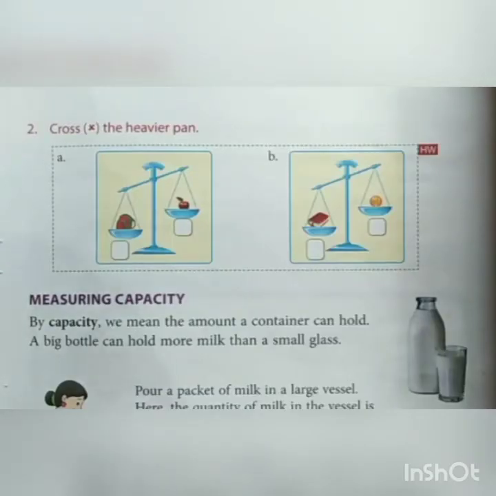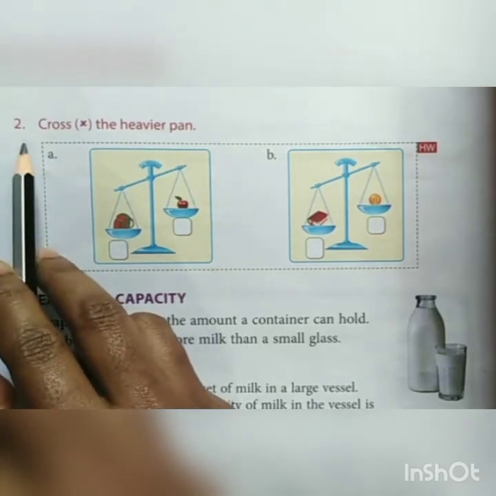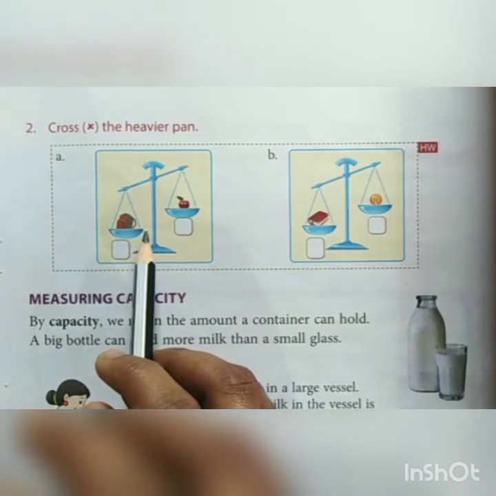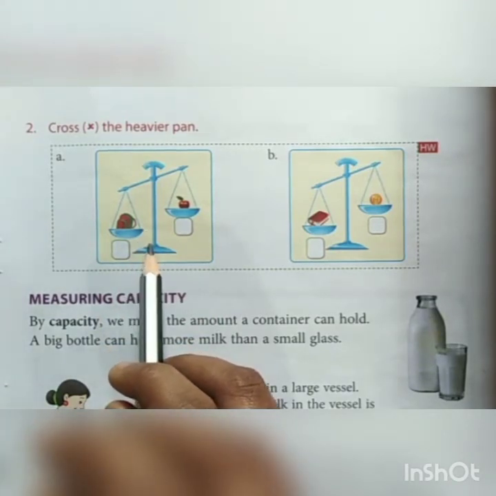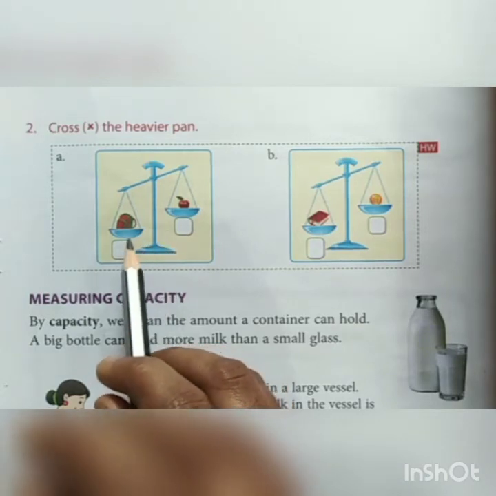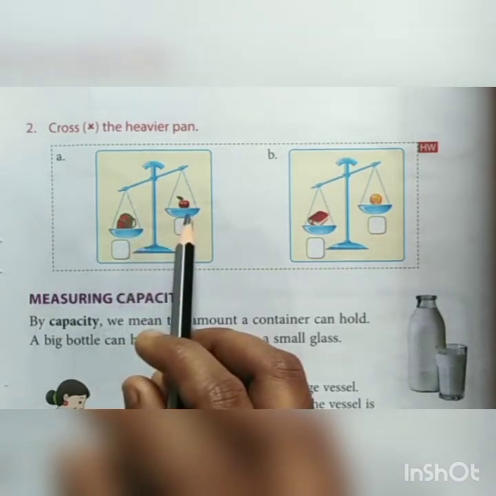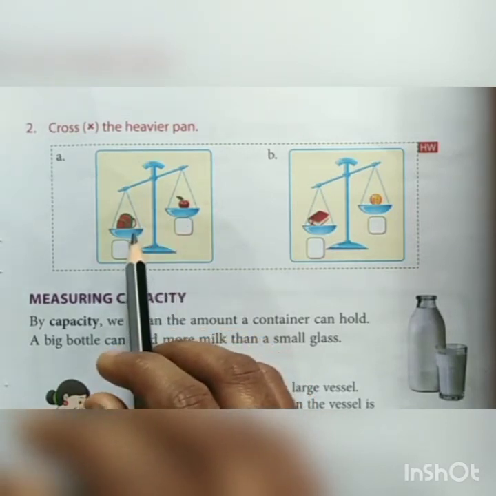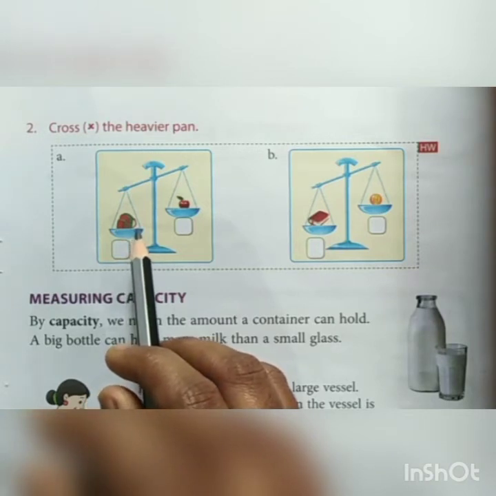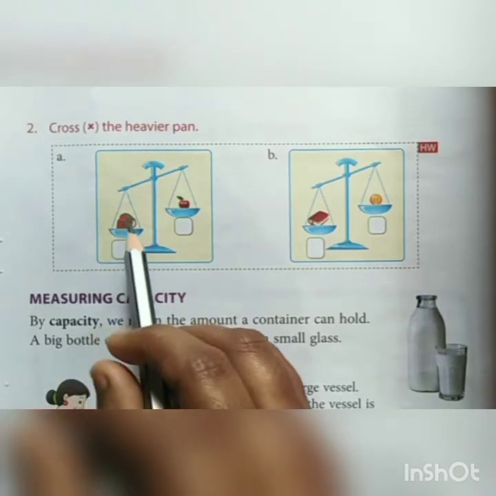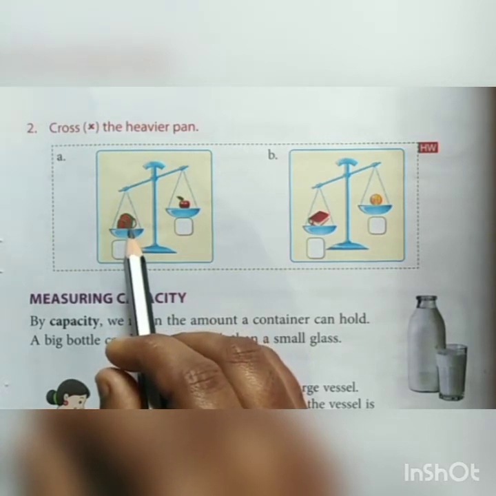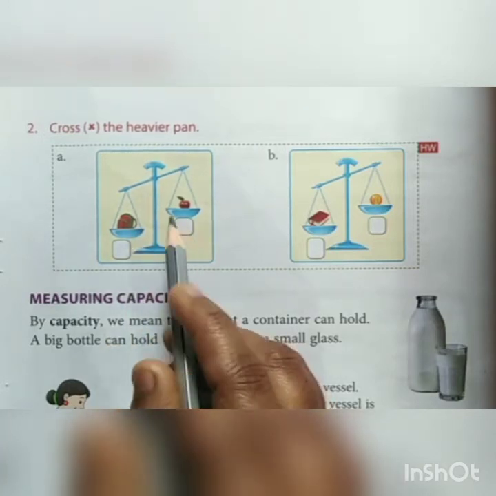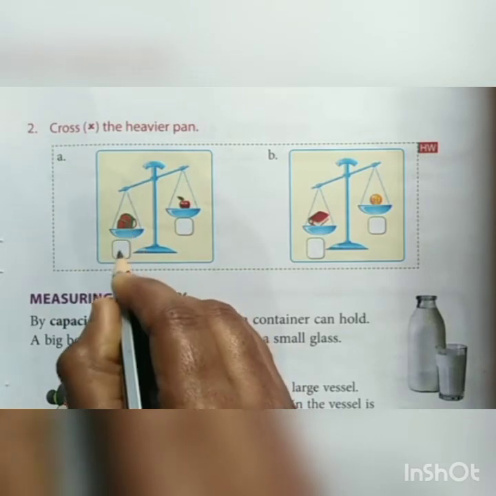Children, take the next page, page number 95. Here is our second question. Cross the heavier pan. Here, we should cross only the heavier pan. Look at the first pan balance. Here you can see, in the first pan, there is a bag, and in the second pan, an apple. In a pan balance, the pan which is heavier always tilts down. So here, the pan with the object bag tilts down. So we can say that the pan with this bag is heavier than that of pan with an apple. So we should cross the heavier pan, and this is the heavier pan.